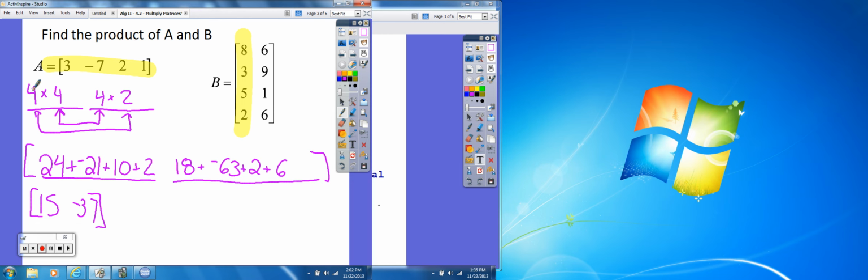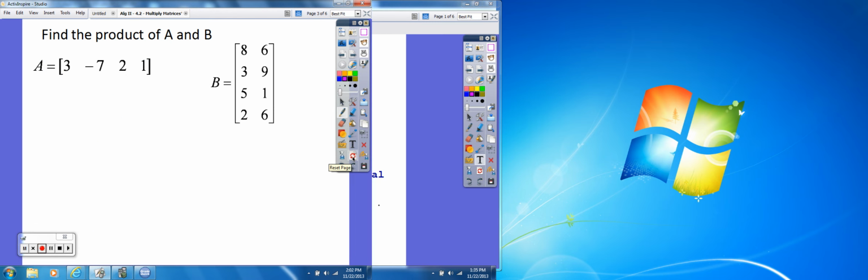But before we do that, I'm going to change this question. I want to know the product of B times A now. I learned in math class 3 times 2 is the same as 2 times 3. I'm wondering if A times B is the same as B times A. Well, what do I need to do first? Get my dimensions. Haley, what are the dimensions of B?